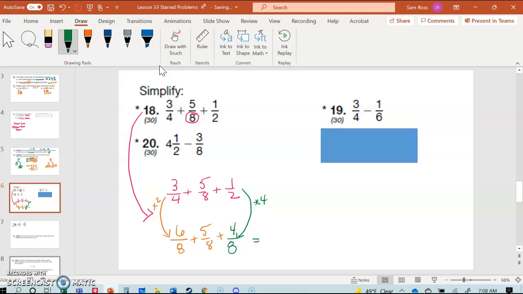Now I can add. So I have 6 plus 5 is 11. Plus 4 is 15 all over 8. Now I have to reduce. So 8 goes into 15 one time. And that is 1 7/8.